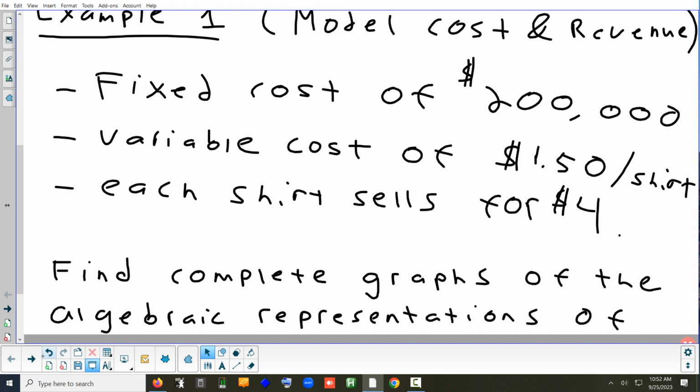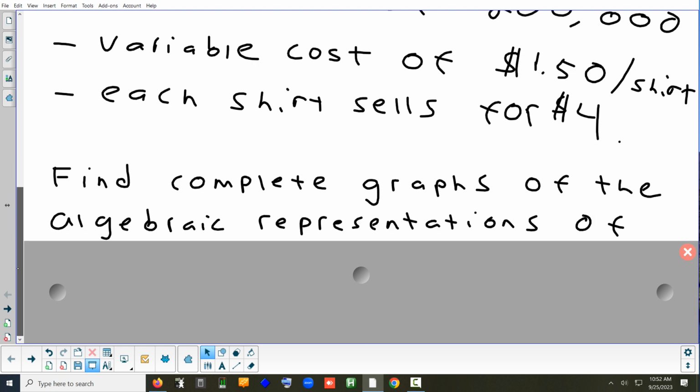Okay, so we're going to do a graph of a couple different things. We're going to look at cost, so that's how much money they have to spend. We're going to look at the profit, which is how much money they make. And we're going to look at those graphs. We're going to hopefully find where they cross, and that point is something special. Okay, so we'll talk about that.